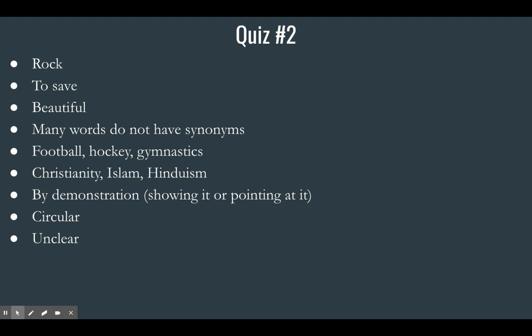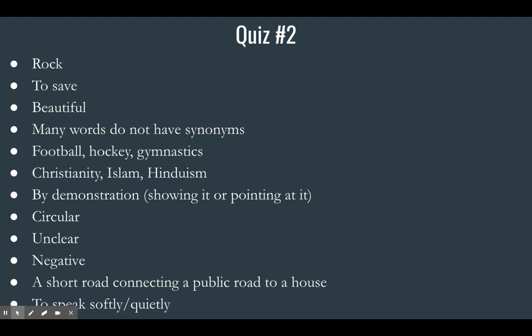Number 11, the key thing we're looking for here, guys, for driveway. Somebody put roads that lead to your house. Guys, if I went to Drake's house today, I would follow roads that led to his house. What we really needed to see was some sense of this: a short road connecting a public road to a house. We needed some idea of connection between the road itself and your house. And then number 12, to whisper, to speak softly or quietly.